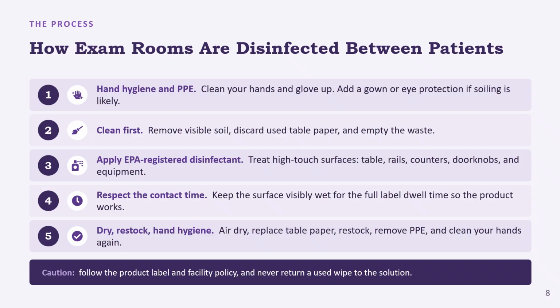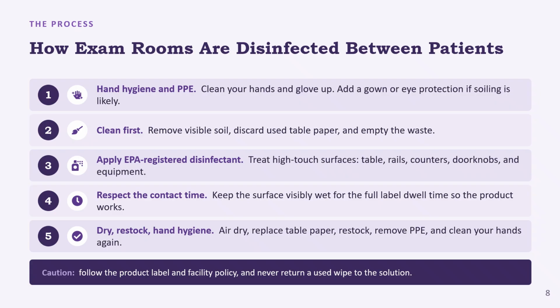Let's now talk about the practical heart of this lecture: how an exam room is actually disinfected between patients. Picture this as a repeatable 5-step routine. Step 1, start with hand hygiene and put on the right personal protective equipment. Gloves are the baseline, and you add a gown or eye protection if you expect splashing or heavy soiling. Step 2, clean first.